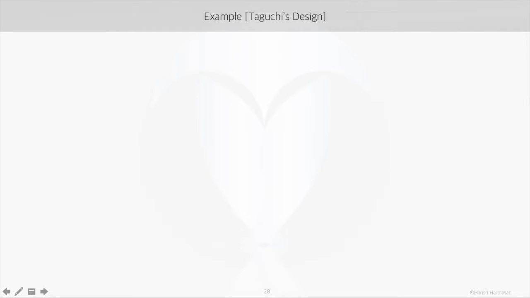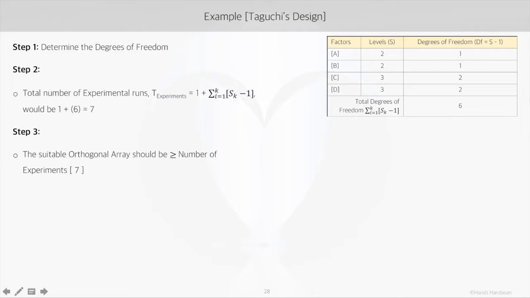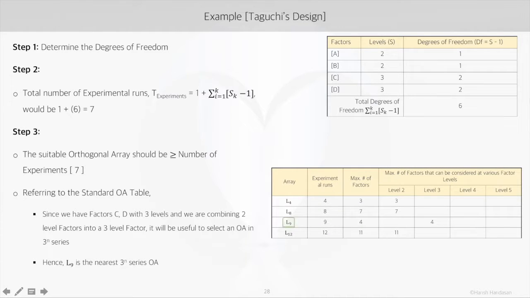The initial steps remain the same. We start with determining the degrees of freedom, which would be 6 in this case. Then we determine the number of experimental runs, which would be 6 plus 1, that is 7. And again, following the 3n series, in this case L9 would be the nearest orthogonal array, because in this case we need not study any interaction.